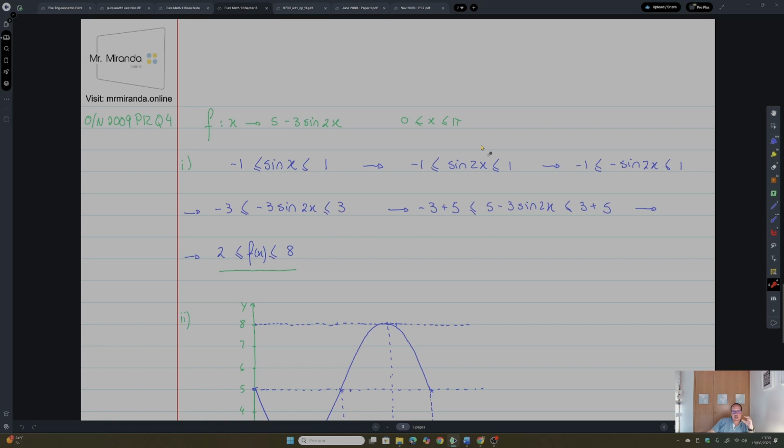If you then just push the whole thing up by 5 units, the minimum value, minus 3, is going to be minus 3 plus 5, which is 2. And the maximum value, 3, is going to be 3 plus 5, which is 8. So this is the new range of the constructed function.